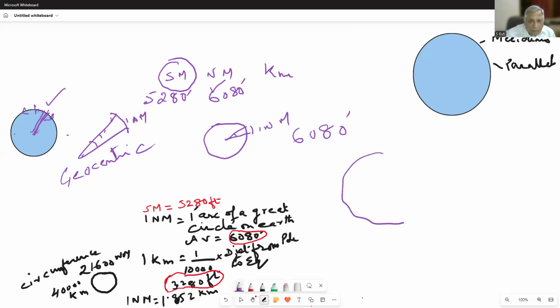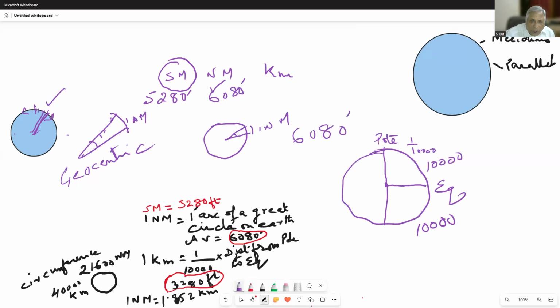Kilometer is a distance measurement in the metric system. It is 1 by 10,000 of the average distance from pole to equator. Here again, 10,000 kilometers, this total distance. This total distance will be 10,000 kilometers. Again, 10,000 plus 10,000, so the total circumference of the Earth is 40,000 kilometers.